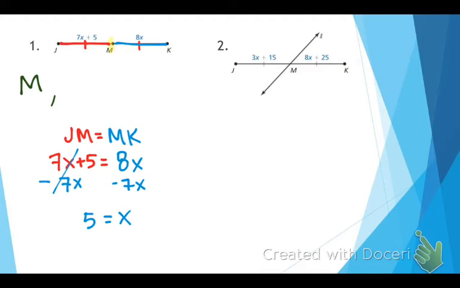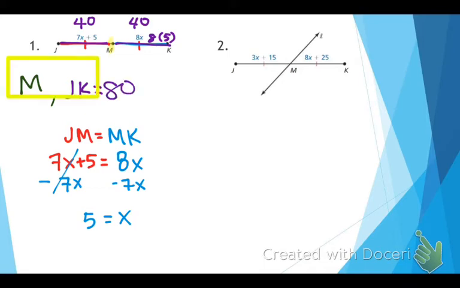Even though it doesn't say it, we're going to find the length of JK. So in order to do that, we've got to plug it in. What is 7 times 5? 35 plus 5 is 40. So the length of JM is 40. Same thing over here. 8 times 5 is 40. As it should be, they should be the same. So what is the full length of JK? 80. Okay, so both are your answer.